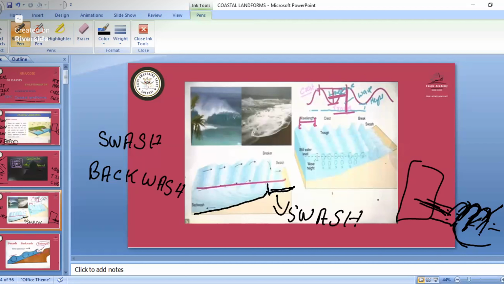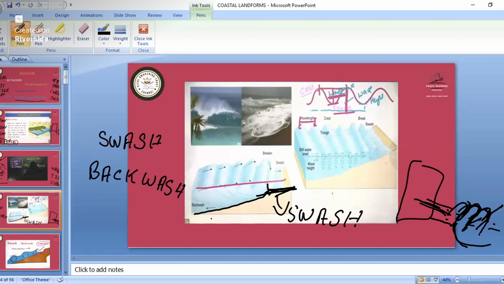And when water has flown there, mostly coastal parts will be like a sloping area. Slopey area means that when the water has gone there, due to the little slope, it will come back with a little energy. How much energy? It had a good amount of energy in the swash, but when it is coming back, it would have lost its energy.